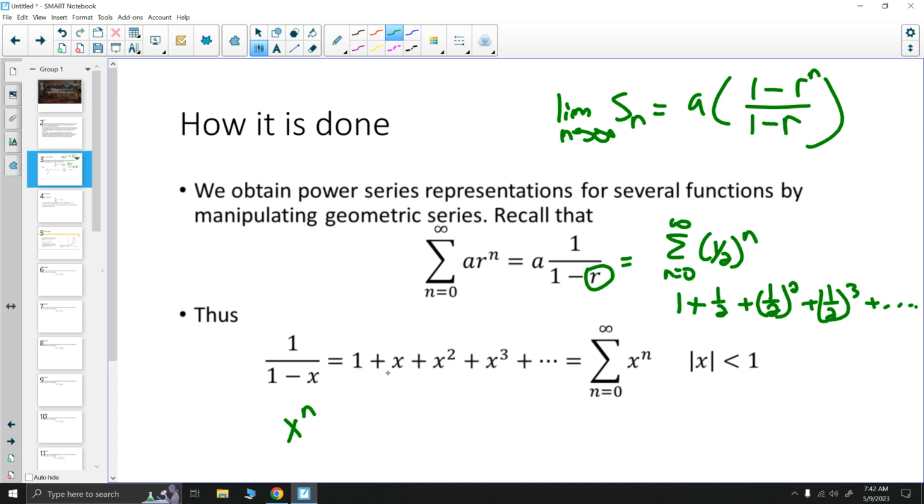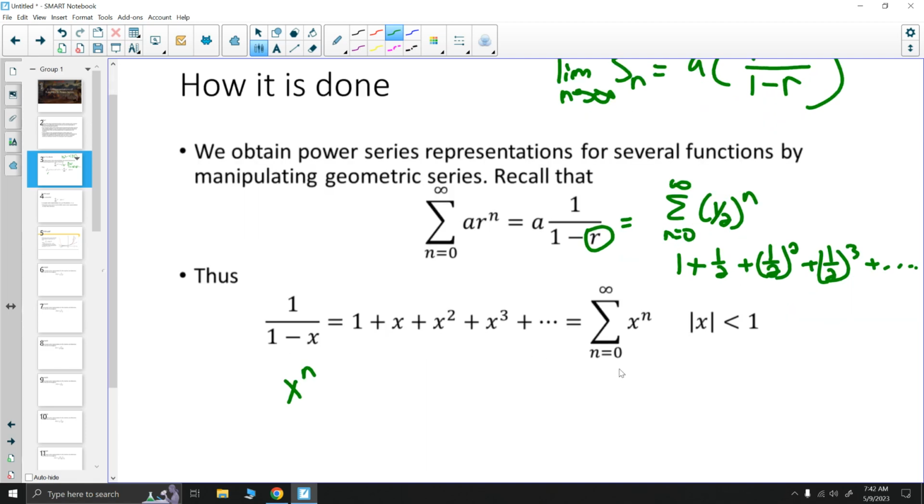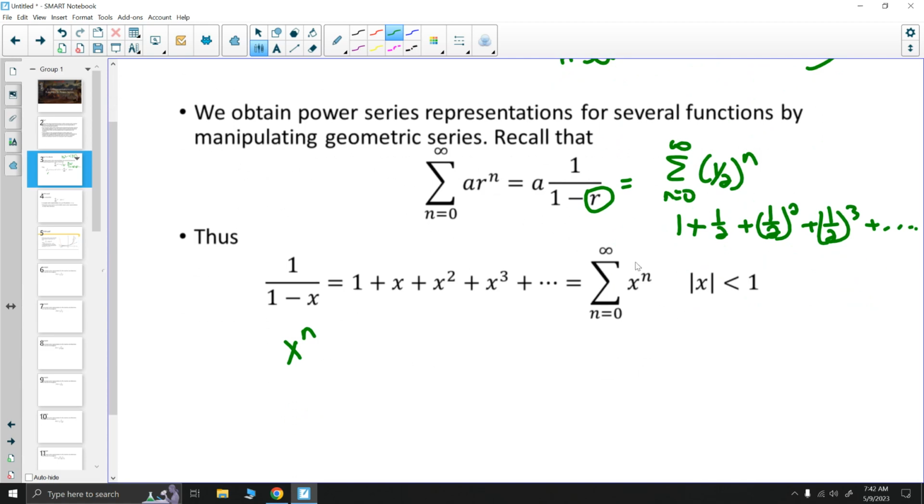When n is 1, it's x. When n is 2, it's x squared, and so on and so forth. So basically, we can write this exponential here, x to the n, as a series, again, off of our geometric series. But this requires that our absolute value of x is less than 1 because x is literally the ratio, our common ratio in our geometric series, okay?